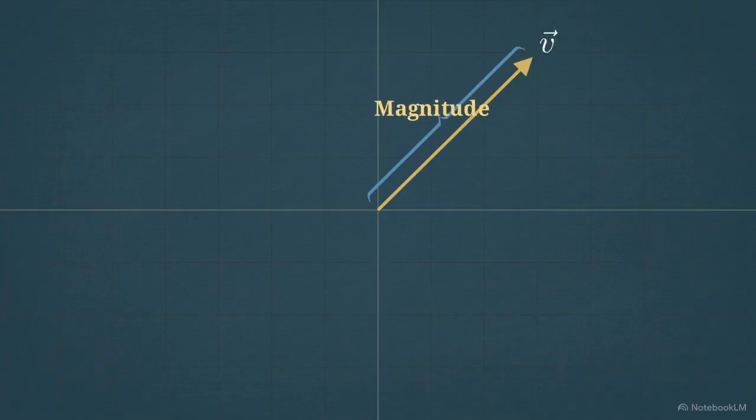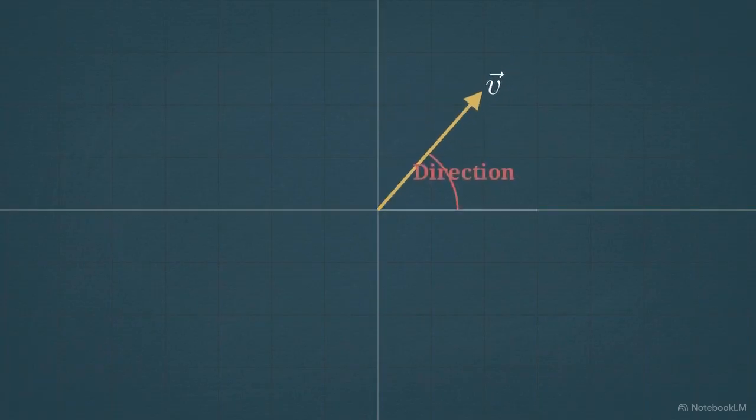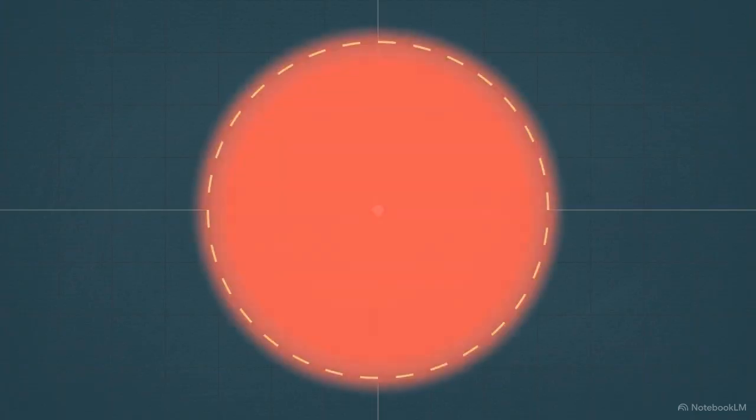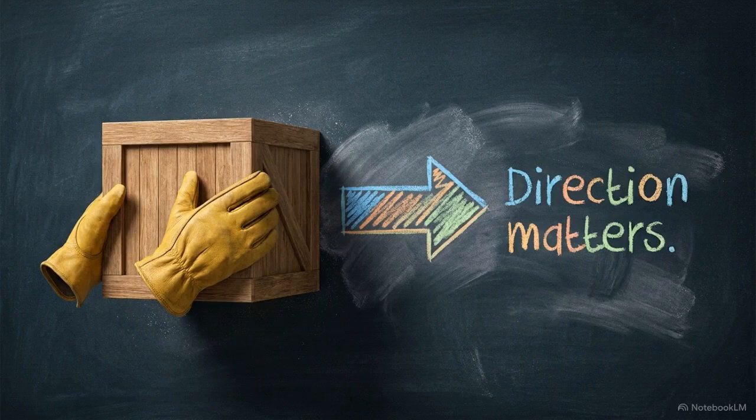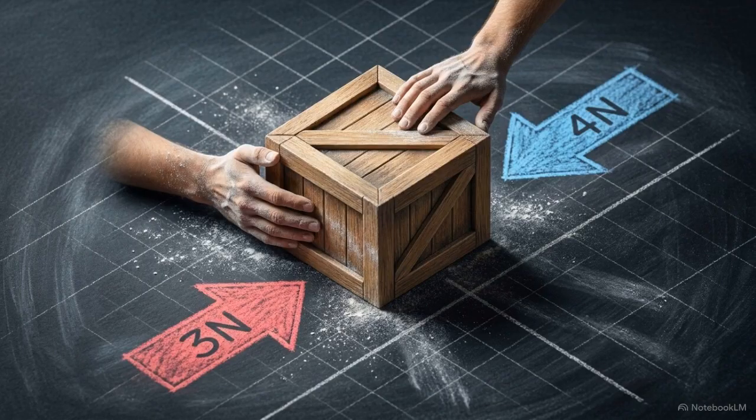Working with only magnitude leaves gaps in our physical model. Including direction allows us to calculate precisely where an object will end up. Because vectors include direction, adding them isn't as simple as basic arithmetic. If you push a box with a force of 3 newtons, and a friend pushes with 4 newtons, the combined force is only 7 newtons if you both push in the exact same parallel direction.